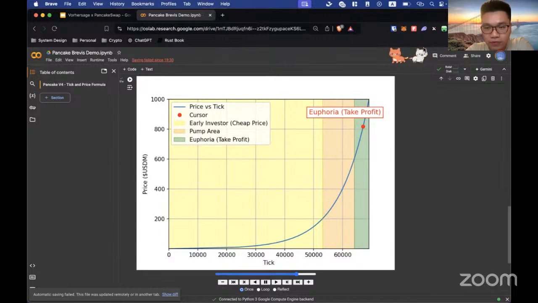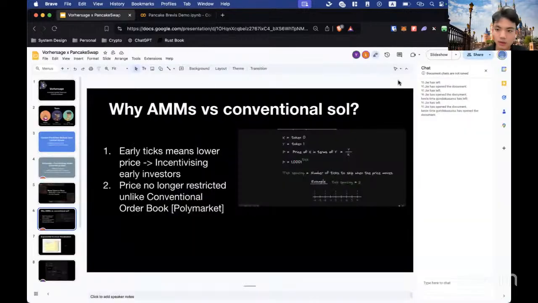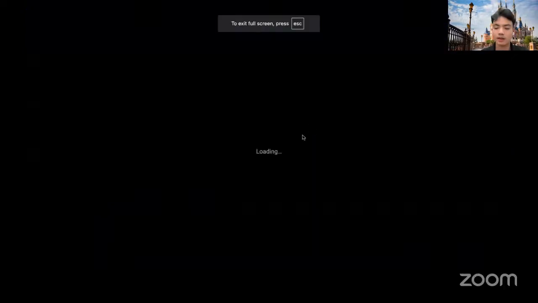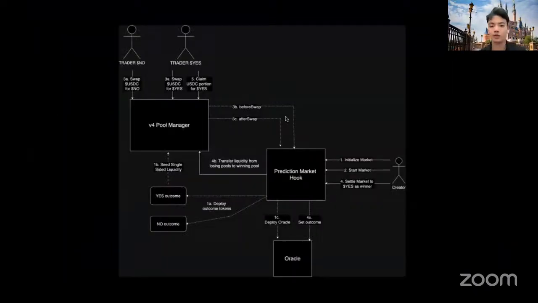Yeah, moving on to you, Matthew. Yes, thanks. That was a brief intro to AMMs. Okay, let's talk about the architecture a bit, on how we work, and especially where the Pancake V4 pieces come in.